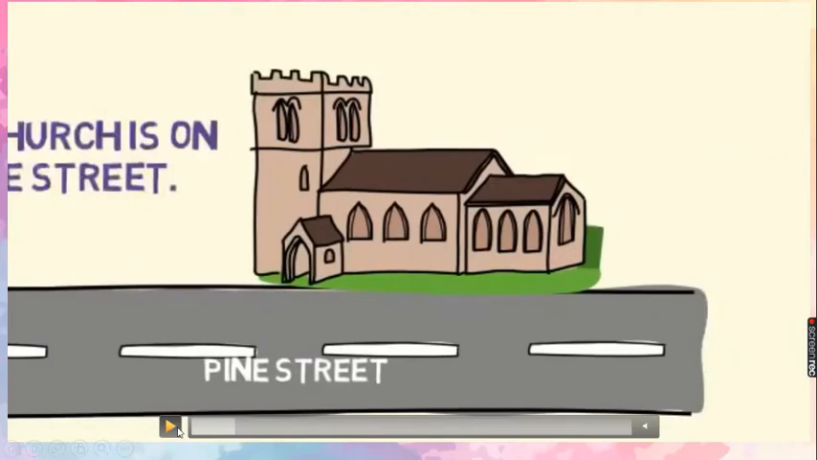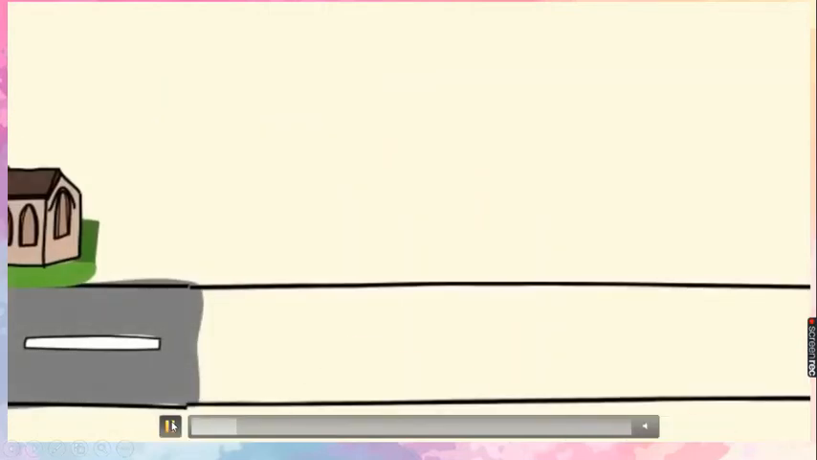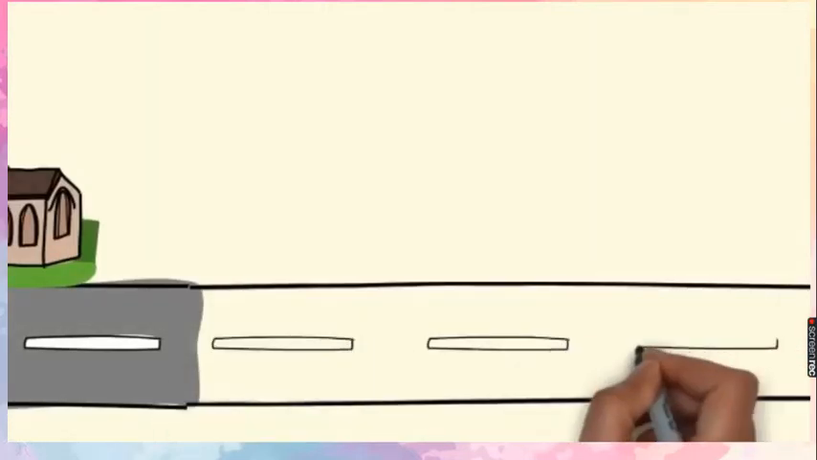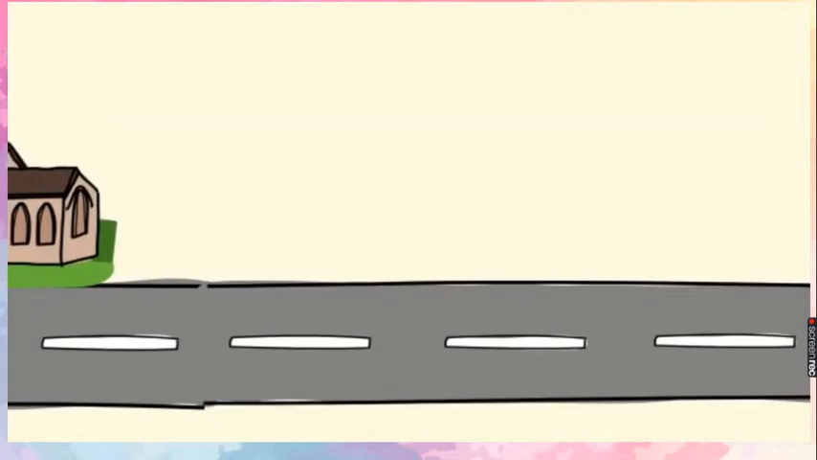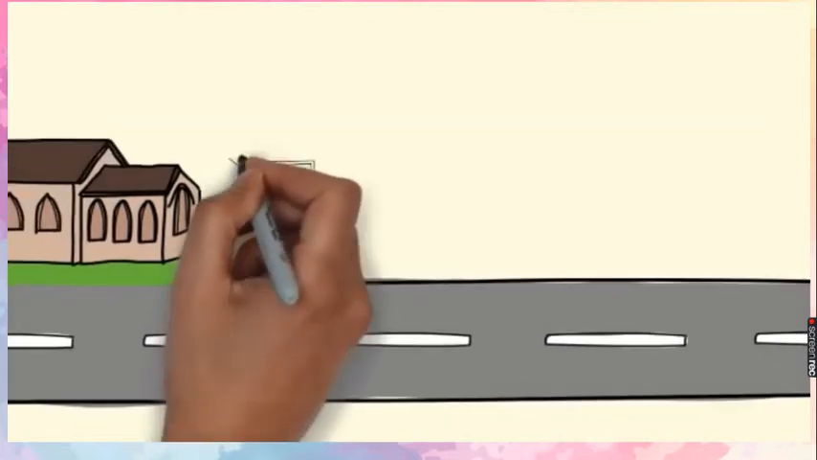Whenever we use the word street, or say what street you are in, we always say the word on: on Pine Street, on Maple Street. Okay? So, where is the church? The church is on Pine Street. Next. Let's see what he's gonna draw next. The street got longer.